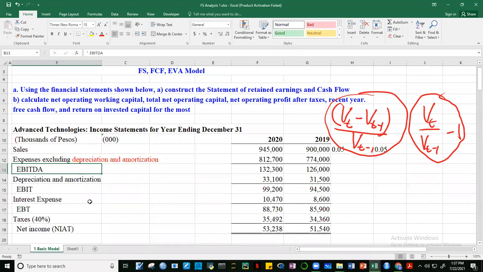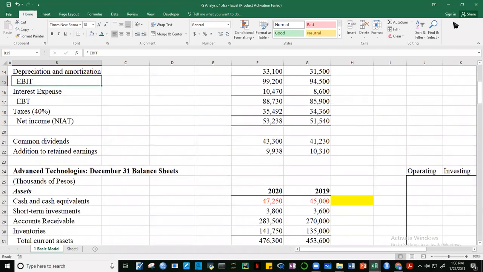Okay, and then here, we subtract now your depreciation and amortization to come up with your EBIT. Okay, so EBIT is earnings before interest and taxes. Okay? Pause muna ako. Any questions so far? Okay, thank you. So EBIT na tayo, which is earnings before interest and taxes.